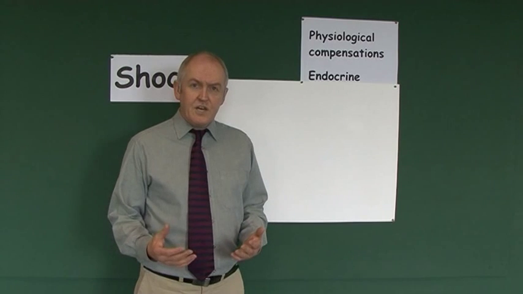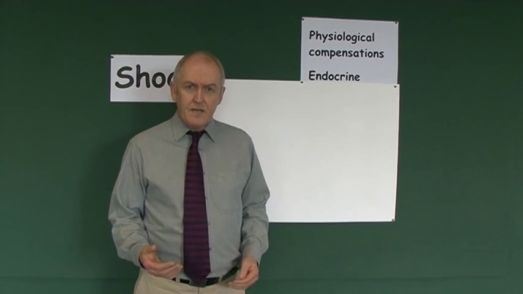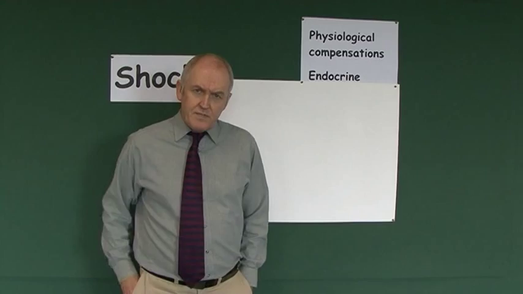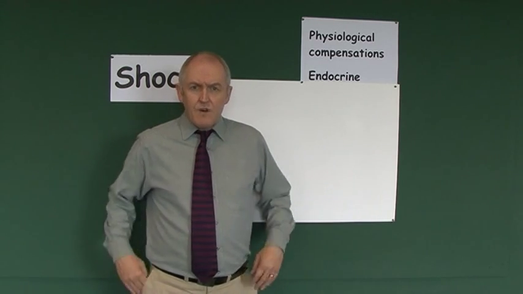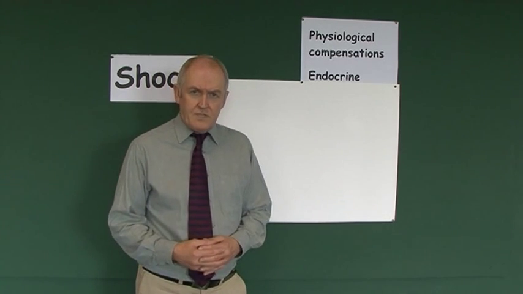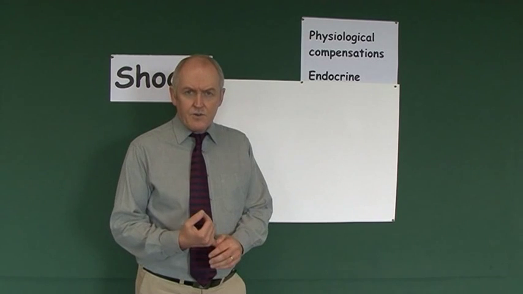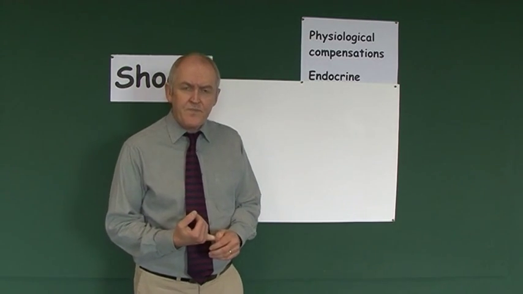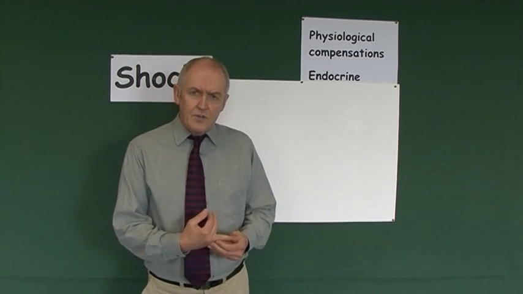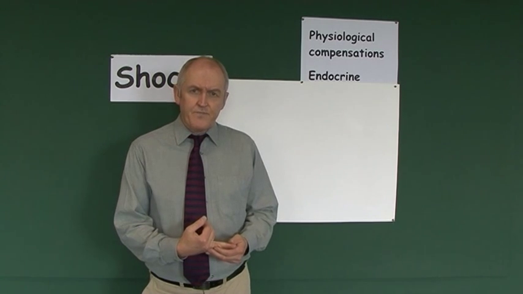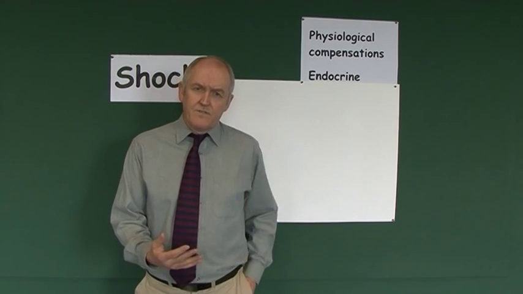Now, as the blood pressure starts to fall, if shock is developing, there are physiological compensations. And there are two types of physiological compensations. There are endocrine-based compensations, and there are neurological-based compensations. So let's think about the endocrine base first.